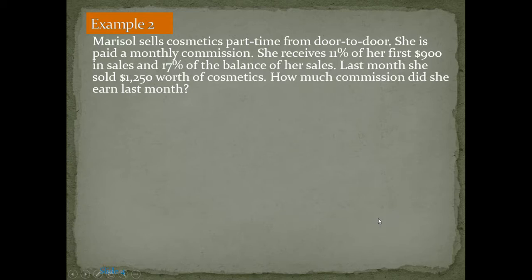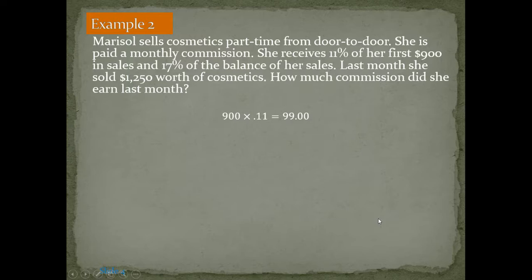She receives 11% of her first $900 in sales, and then she gets 17% on the balance of her sales after that. Last month she sold $1,250 worth of cosmetics. So we want to see how much commission she earned last month. Our important information is that she receives 11% of her first $900 of sales, then 17% after that, and last month she sold $1,250. So we are now going to figure out her commission.